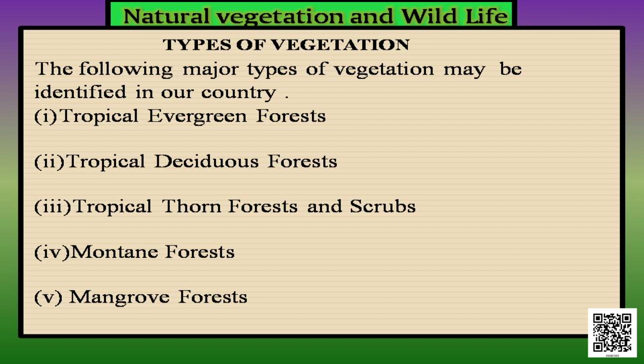India is marked with a number of natural vegetation types. Let us discuss the major natural vegetation identified in India. Number one, tropical evergreen forest. Number two, tropical deciduous forest. Number three, tropical thorn forest and scrubs. Number four, montane forest. And the last one, number five, mangrove forest.